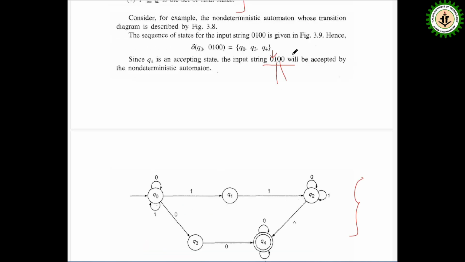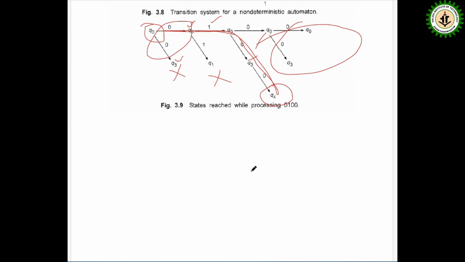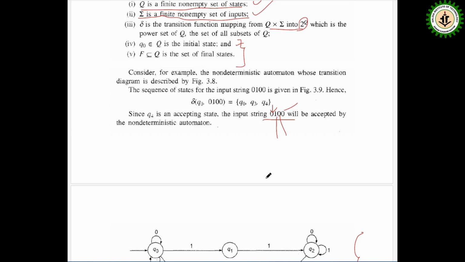And in Q3, the last character is 0. If Q3 is the state and the input is 0, from the diagram we can see that the machine moves to the state Q4. And here in Q0, this is also Q0 and Q3, and the same process repeats here. So how do we get the final state? In this way we get the final state: Q0, Q0, Q0, Q3, Q4.